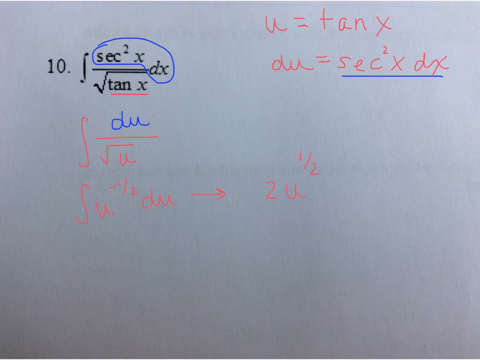Well, that's all well and good, except I can't leave my answer in terms of u. I have to go back to x's, because u is just something I made up for myself. So it's really 2 times tan x to the half, or we could say 2 root tan x, and then of course don't forget plus c.